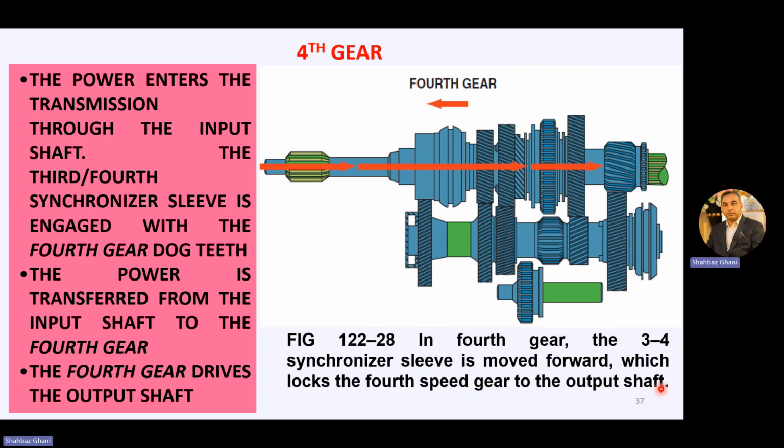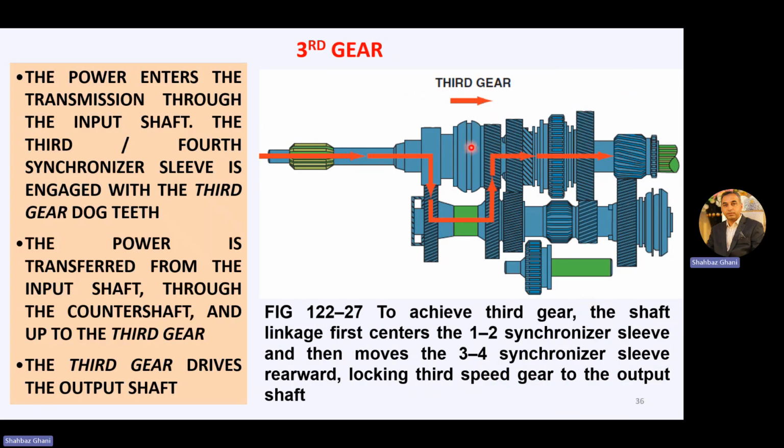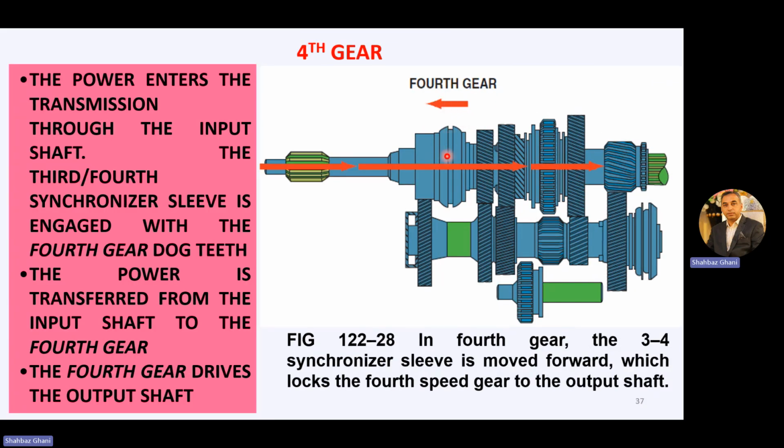In third speed, this synchronizer is moving towards this third gear. Now in here, this synchronizer sleeve is moving in this direction. So this direct drive is going on. So the ratio is 1:1. So power from the input shaft, fourth gear, which is attached with this gear, and power is going to the output shaft.